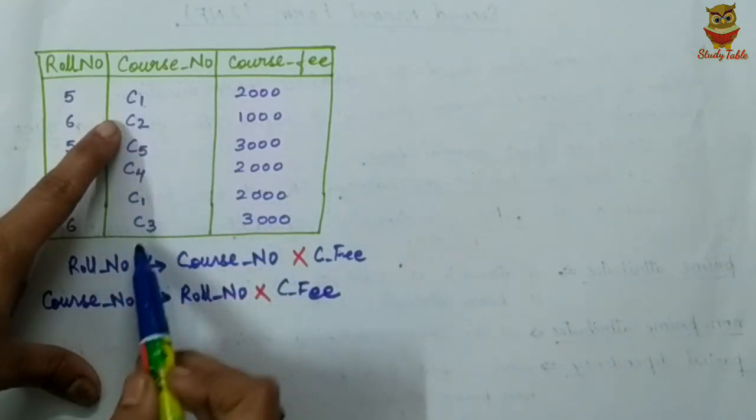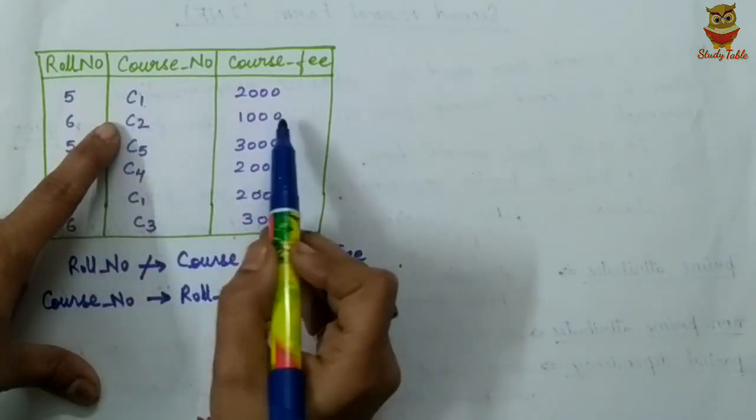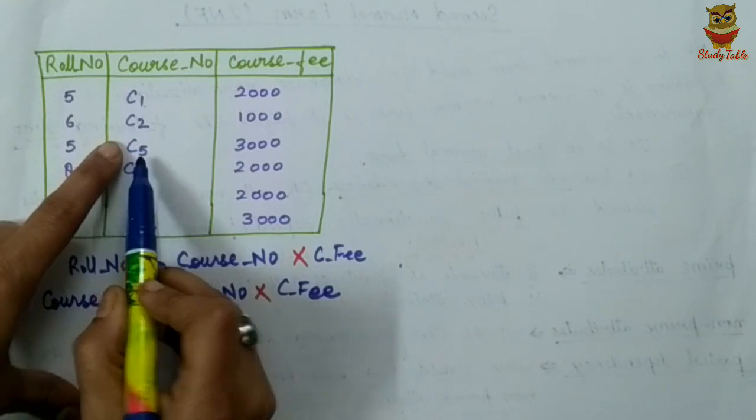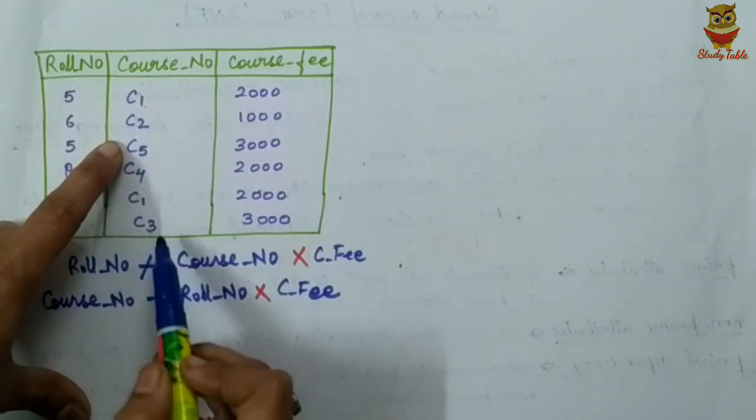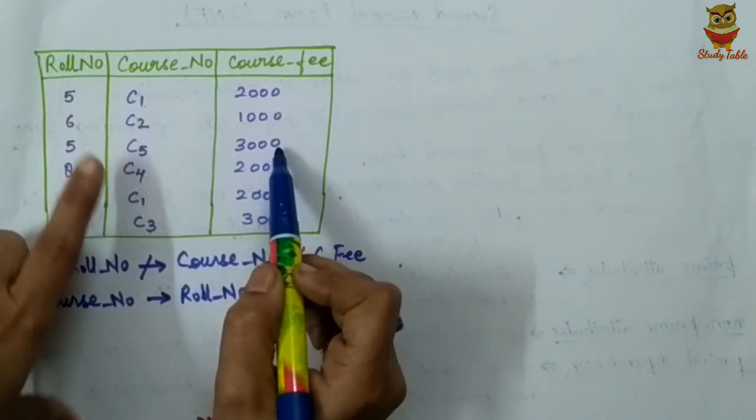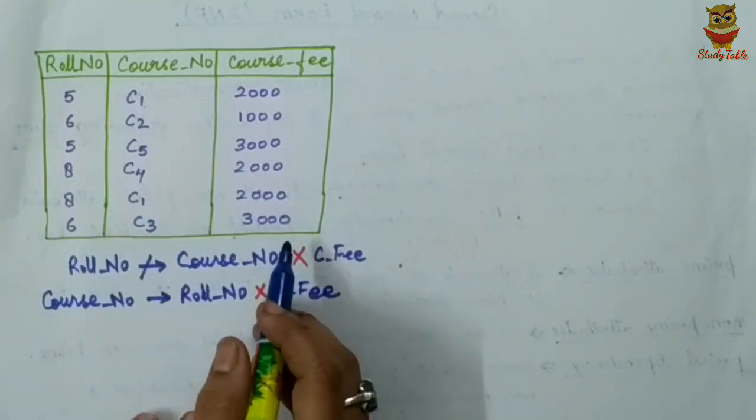C2, for C2, is there any other C2? No. So the unique value is 1000. For course C5, is there any other value for course C5? No. So there is a unique value, 3000. Similarly with C4 and C3.